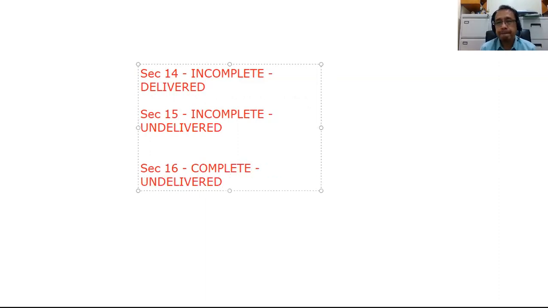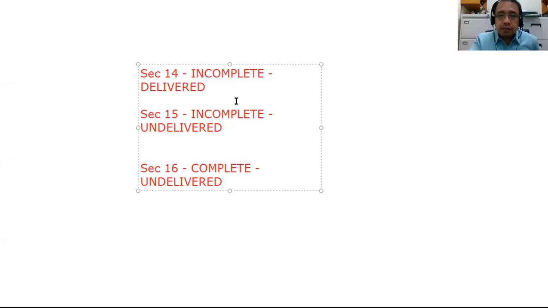Ganyan lang po yan. Okay? So, sabi ko nga, magkakaconnect yan. Ang common denominator ng 14 and 16 is Section 15. So, Section 14, the instrument is incomplete. However, it is delivered. In Section 15, it is incomplete and undelivered. Section 16, it's complete. However, it is undelivered.